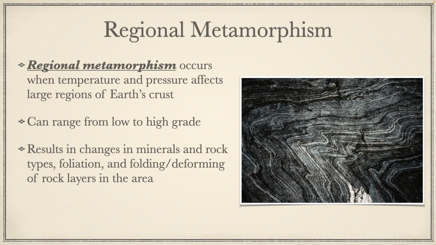So you can have regional metamorphism, and this occurs when temperature and pressure affects large regions of the Earth's crust. This can range from low-grade to high-grade metamorphism, and this results in changes in minerals and rock types, foliation, and folding or deforming of rock layers in the area. And this is usually something that happens from plate tectonics. So if you have two plates colliding with each other, you tend to get regional metamorphism over these large areas.